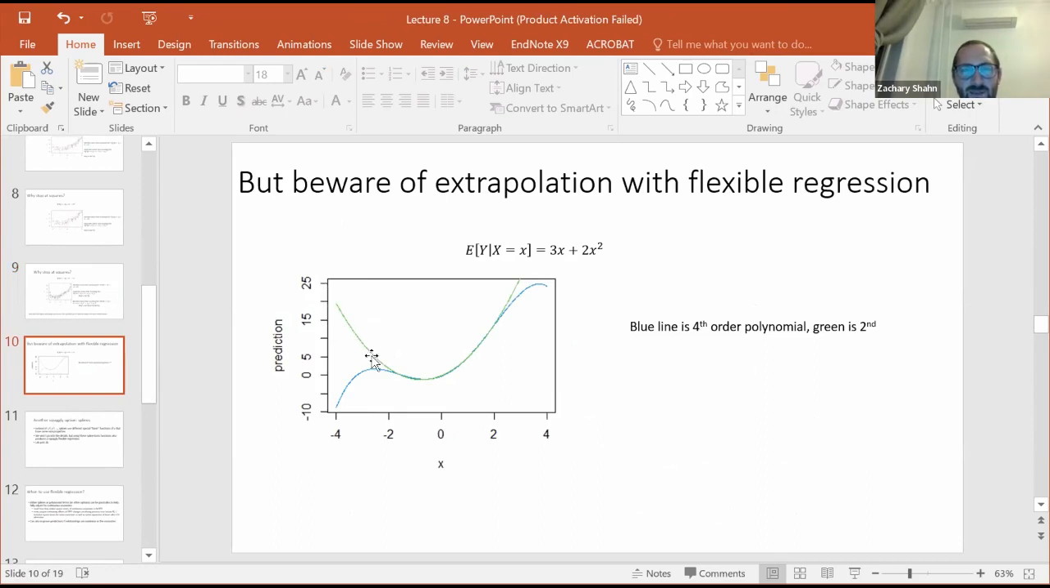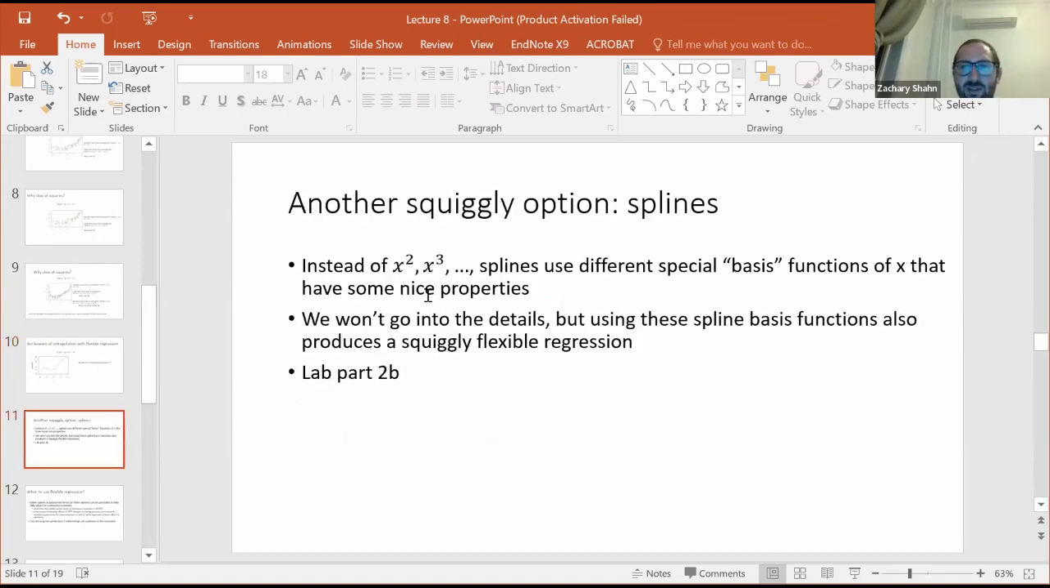The green line is the second order polynomial, which was like the true model that the data was generated under. The blue line is that 4th order one, which matched the green one pretty closely in the range of the data, but then just goes crazy when you leave the range of the data. So basically, highly flexible polynomial regressions can be nice. They can match basically any relationship, arbitrarily curvy, but just beware of extrapolation with them. They're like especially crazy and bad when you extrapolate.